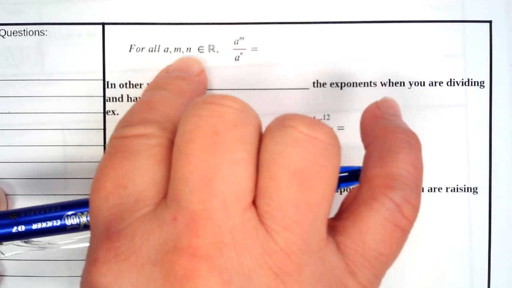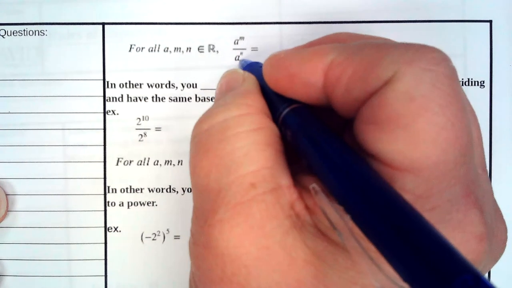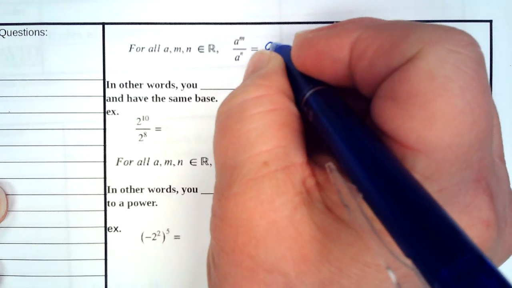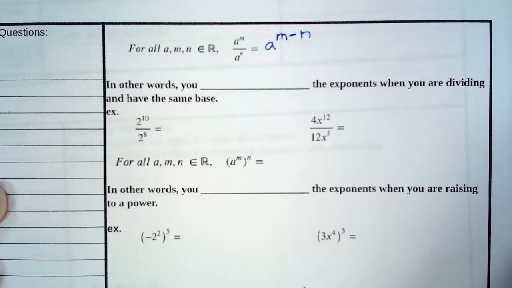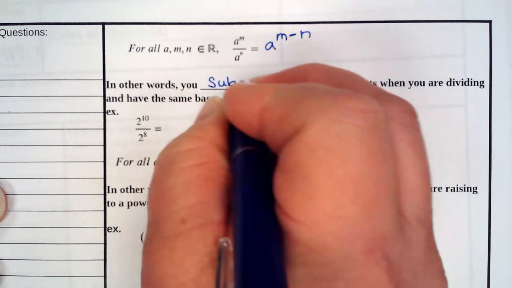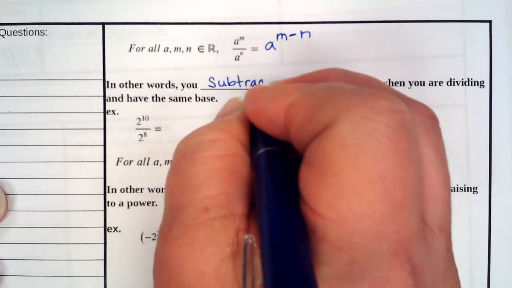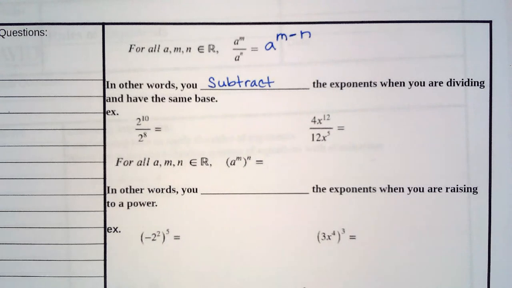For all a, m, and n, which are elements of the real numbers, a to the m divided by a to the n is equal to a to the m minus n. In other words, you subtract the exponents when you are dividing and have the same base.